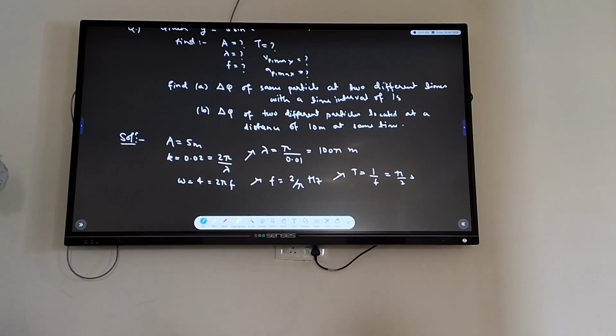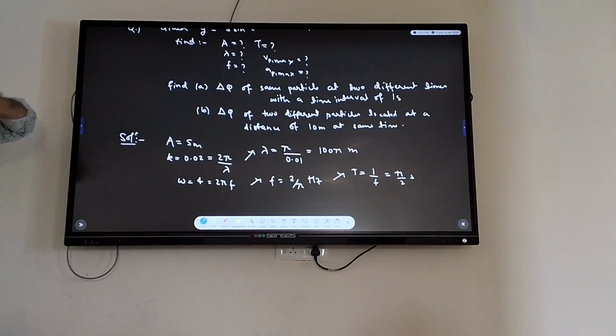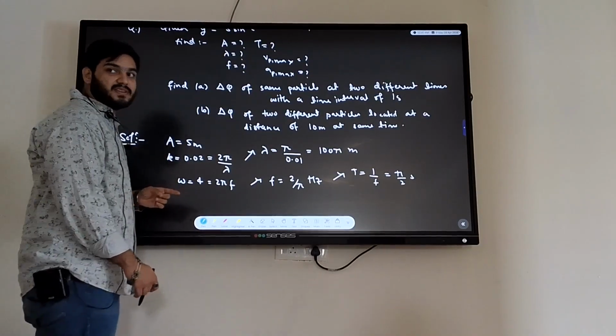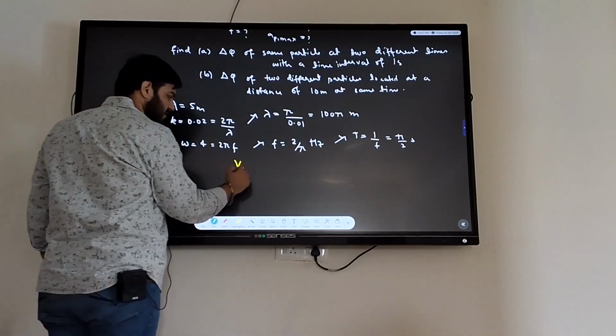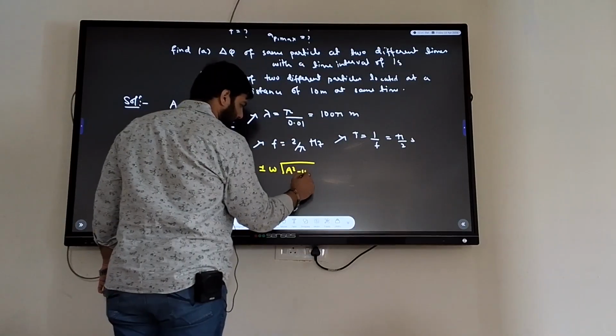Now what will be Vp max? The particle performs SHM. If you really want, you can differentiate with respect to time and find where the maximum will be. It's very simple; the amplitude gives the maximum value. Do you want me to differentiate or use the direct formula? The formula is very simple. Since the particle performs SHM, Vp is plus or minus omega under root of a square minus y square.